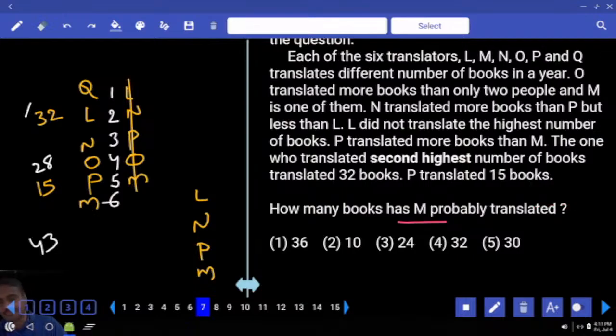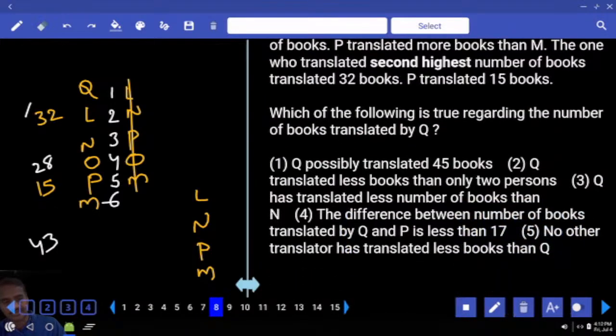How many books has M probably translated? Lesser than 15. Lesser than 15, among the choices, choice 2. Then which of the following is true regarding the number of books translated by Q? Q possibly translated 45. True or false? Definitely true. Choice 1, question number 8. Then next one, 9 onwards.